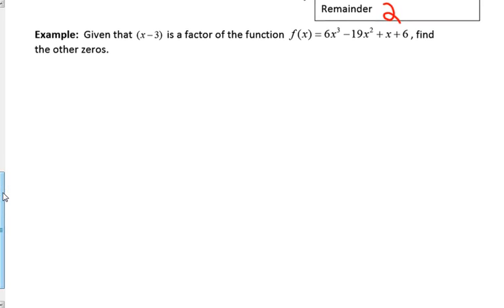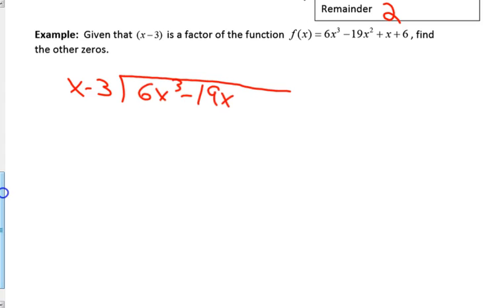Okay, so we're going to set this up just like we did a problem with whole numbers or integers. So I'm going to write x minus 3 on the outside. That's my divisor. And then I'm going to put my polynomial on the inside: 6x cubed minus 19x squared plus x plus 6. Hang in there at least through the first step, okay?